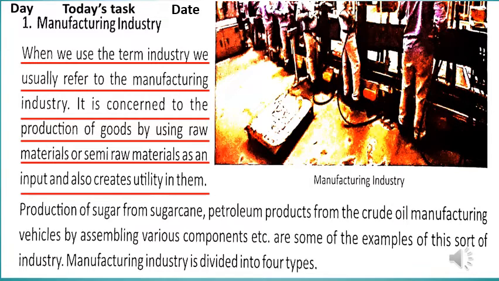So the first type is manufacturing industry. When we use the term industry, we usually refer to the manufacturing industries. It is concerned with the production of goods by using raw materials or semi-raw materials as an input and also creates utility in them. Please underline this line.